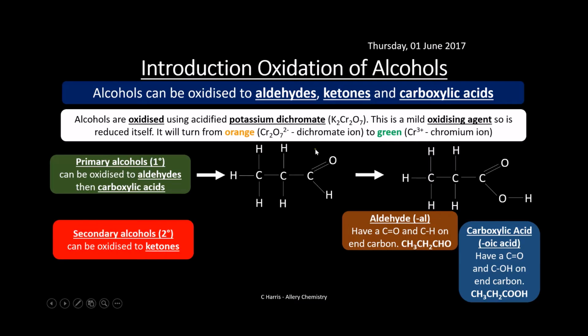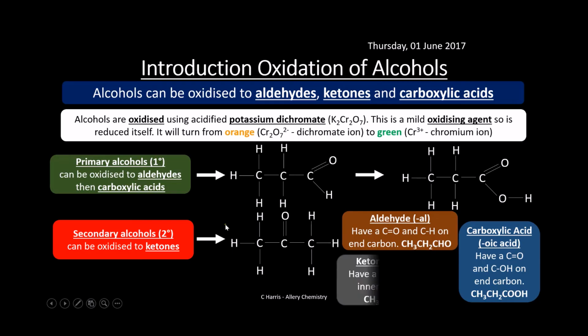Okay, secondaries oxidize to ketones, and that's what a ketone looks like. So we've got this carbonyl group in the middle this time. Instead of on the end, we've got it in the middle. And so obviously that's an example there. So this is a ketone. So for example, this one would be propanone.